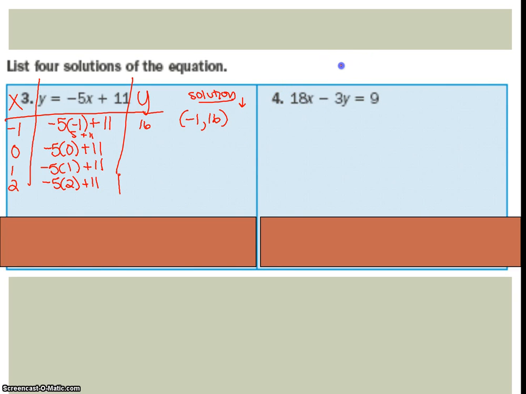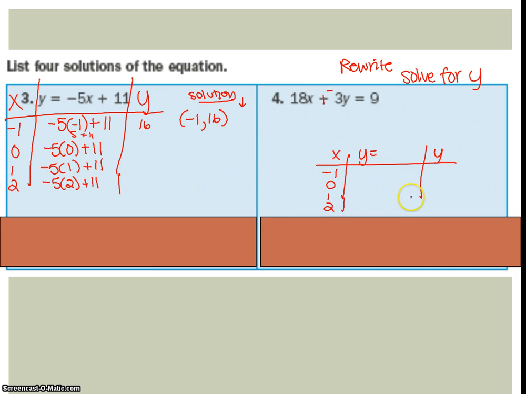Number 4, you need to rewrite. I say rewriting, or you can say solve for y. First thing I would make sure I do is change the subtraction to adding the opposite. Now remember to clear the x term first by adding the opposite to each side, and then divide by the coefficient negative 3. Once you get your equation, y equals whatever it is, you plug it in to the chart, just like we did at number 3.